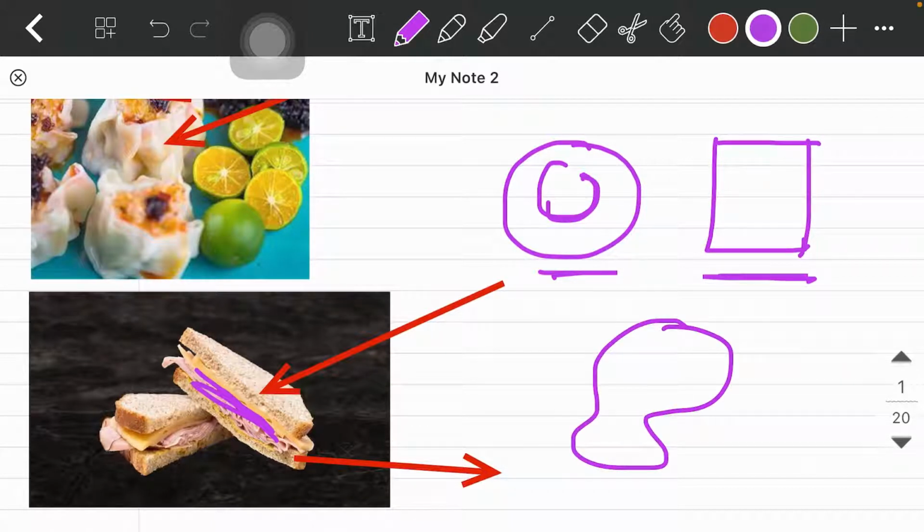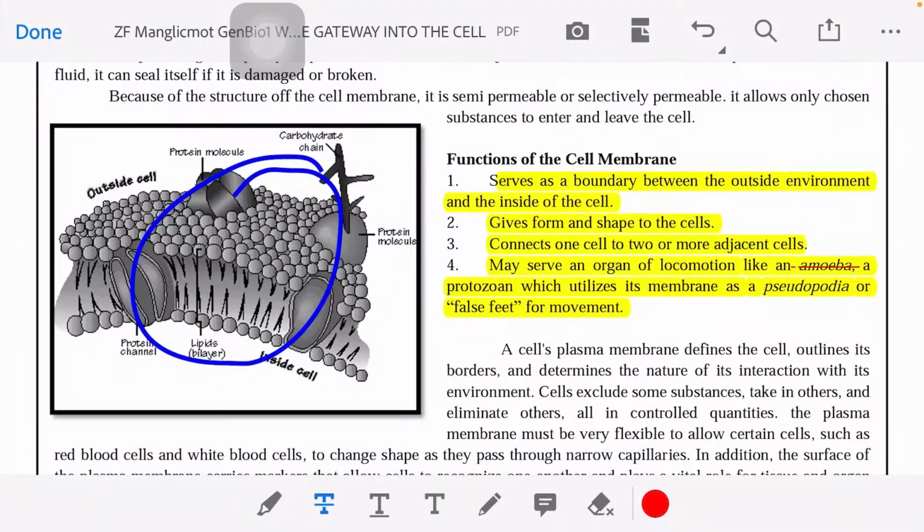And of course, meron siyang different parts sa loob ng kanyang cell. Okay? Now, ang amoeba, yung pinaka-membrane niya nito sa labas. So, may tinatawag kasing false feet. Ano ba yung false feet or pseudopod or pseudopodia?